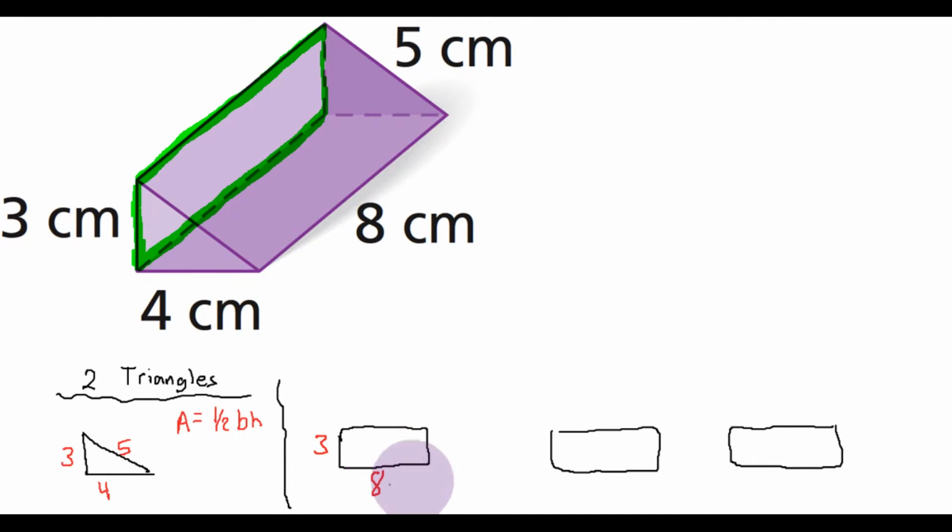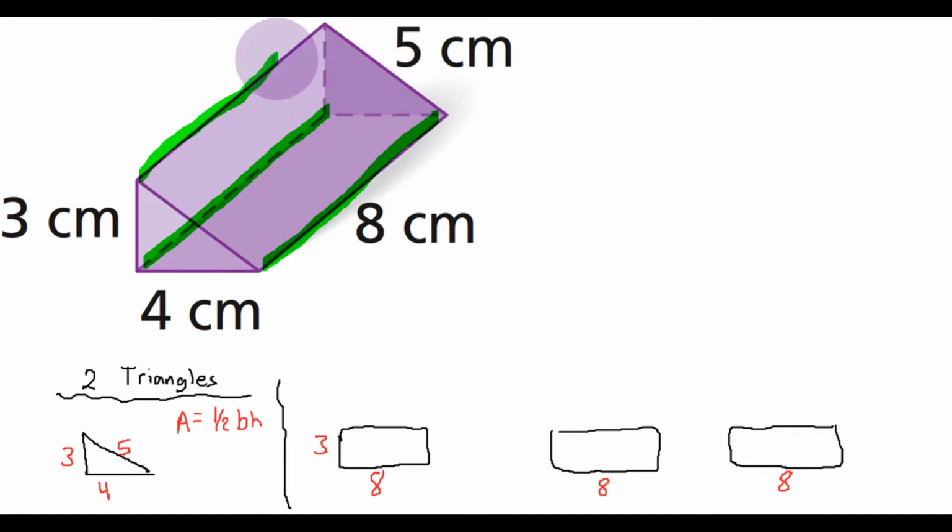In fact, what I'm going to do next is just label each length of each rectangle with an 8, because I can see that this rectangle has a length of 8. I'm going to actually just erase this highlighted portion and just highlight these lengths so we can see them. Well, this rectangle has a length of 8. This next rectangle has a length of 8. And also, this next one has a length of 8.